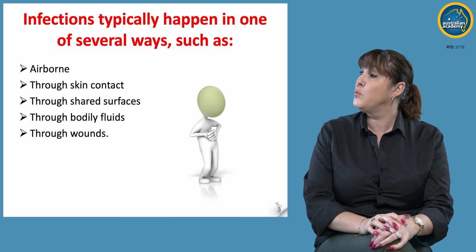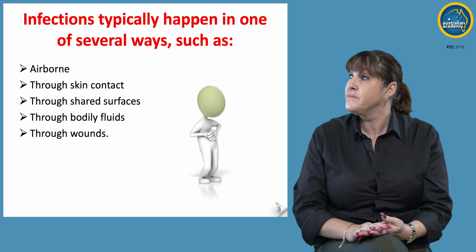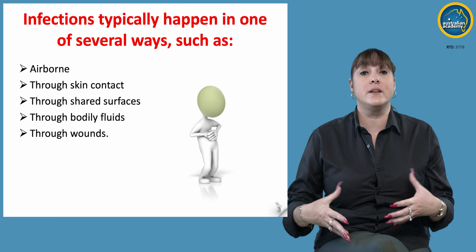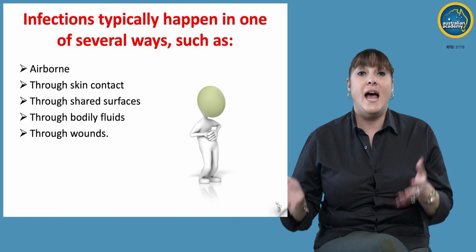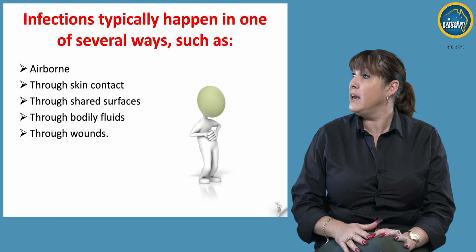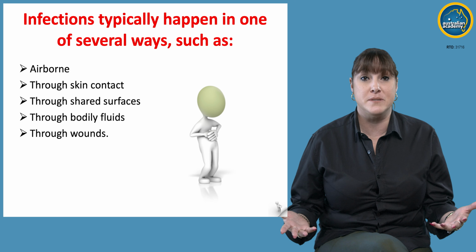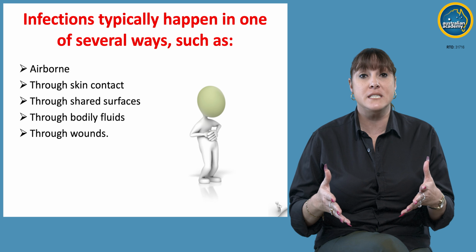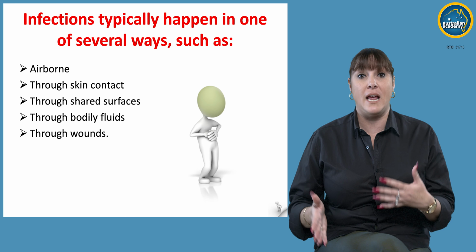Infections typically happen in one of several ways. So this could be airborne, so this is through coughing and sneezing, contact through the skin, through shared surfaces, so this is where bodily fluids have been put on one surface, the surface hasn't been cleaned appropriately, and then another staff member has come along and exposed themselves to that surface and it's picked up that way, or through wounds. So you'll have a lot of clients that have a lot of different types of wounds that need to be managed. Once again, we need to ensure that we're wearing our personal protective equipment whilst we're doing wound dressings, and that equipment needs to be changed in between every single client.